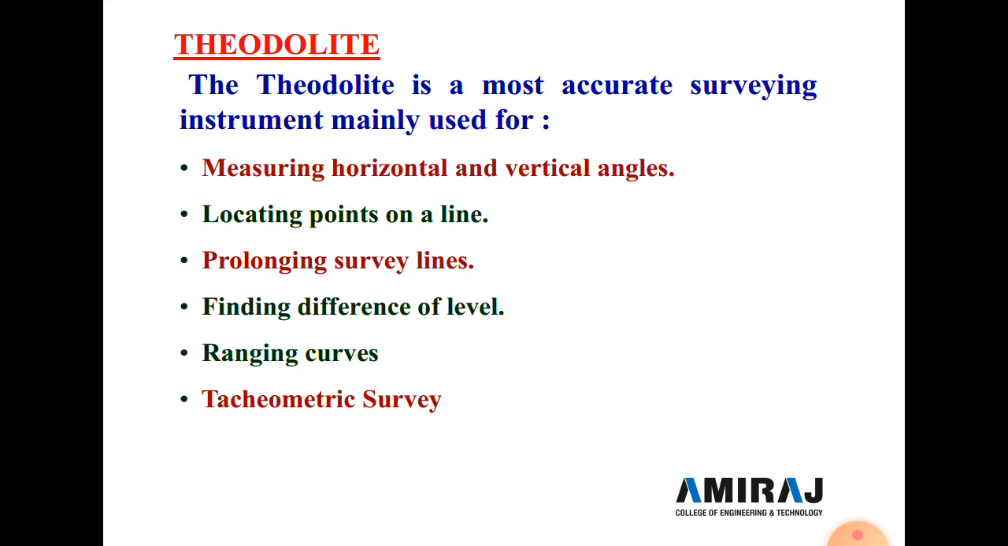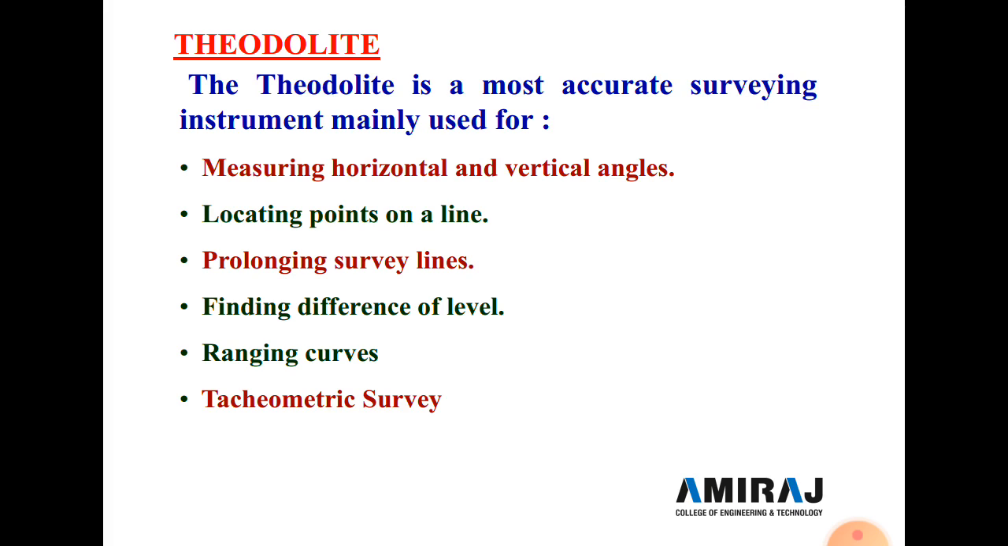The theodolite is the most accurate surveying instrument, mainly used for measuring horizontal and vertical angles. Horizontally we rotate the theodolite clockwise and anti-clockwise, and in the vertical direction we rotate the theodolite through 360 degrees. In the vertical direction we measure the vertical angle in an upward and downward direction, in the form of positive and negative.